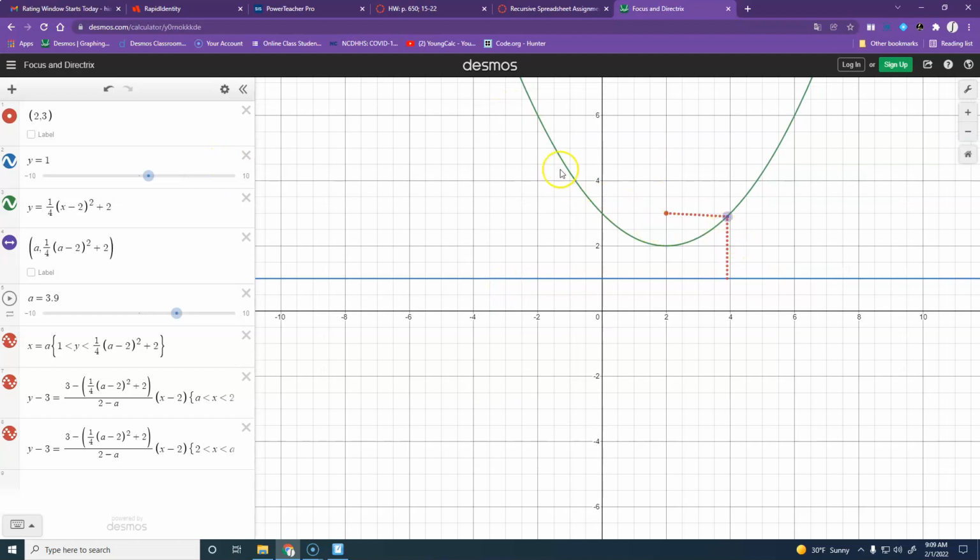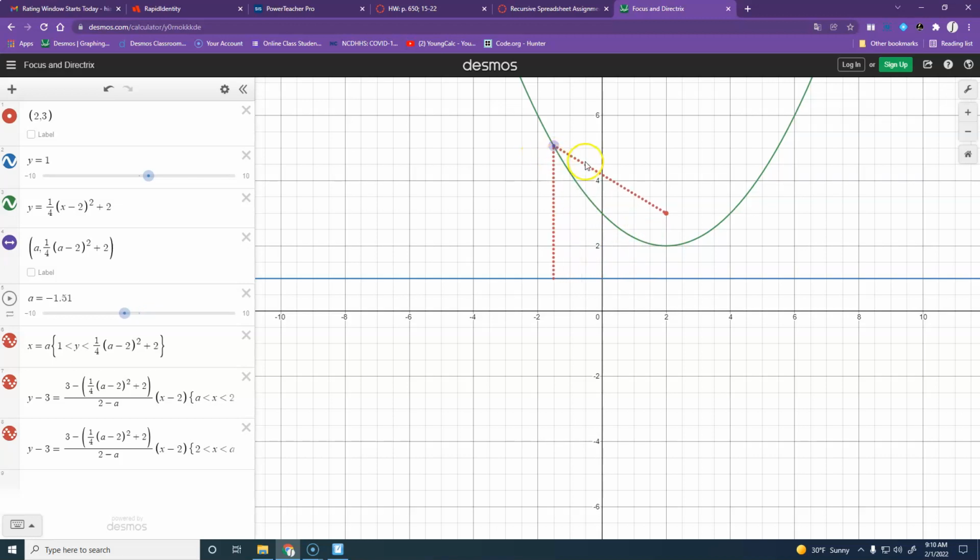So, a parabola is all of the points that are equidistant from a focus and a directrix, the same distance from a point and a line. So if you look, the distance from the vertex to the focus is the same as the distance from the vertex to this line right here, which is our directrix. And so that is the case everywhere on this parabola.